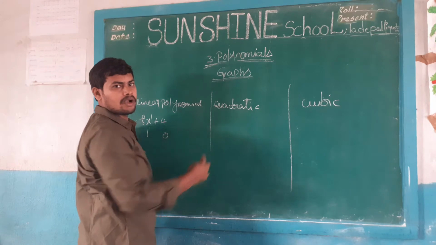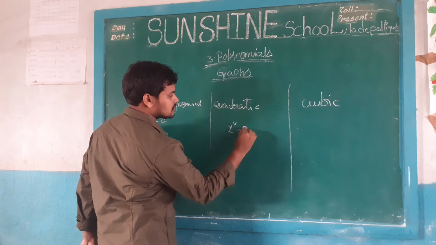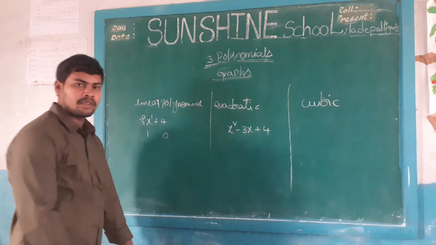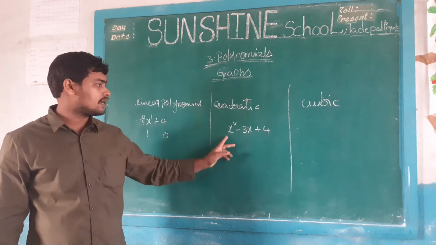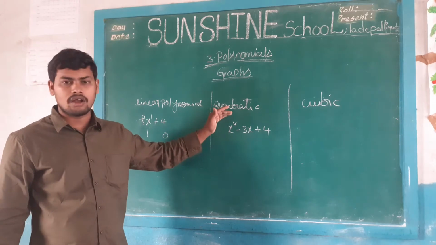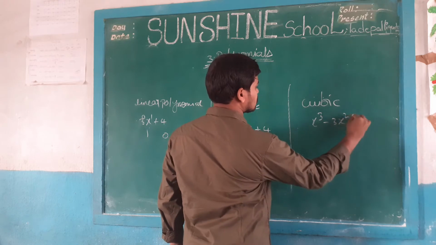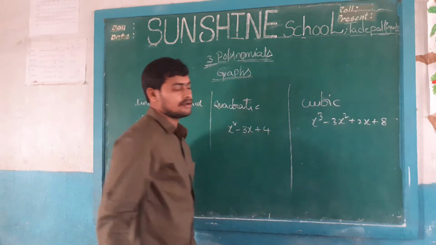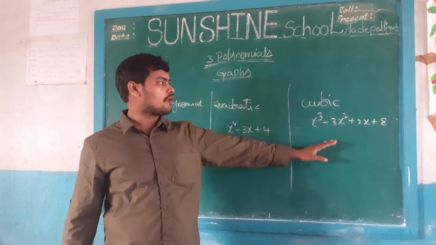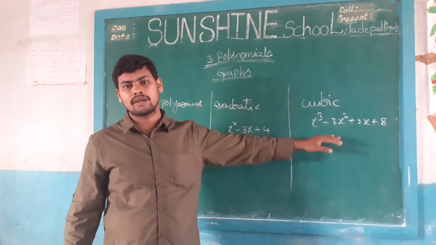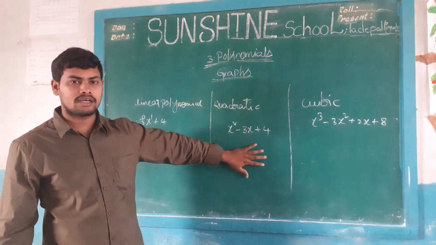Next one, quad. Quad means the degree must be equal to 2. Like let us take x square minus 3x plus 4. Here what is the degree? Here the degree is 2. So it is called a quadratic polynomial. Cubic polynomial: x cube minus 3x square plus 2x plus 8. Here the degree is 3. So it is called a cubic polynomial. Most of the 10th class problems are based on quadratic polynomials.